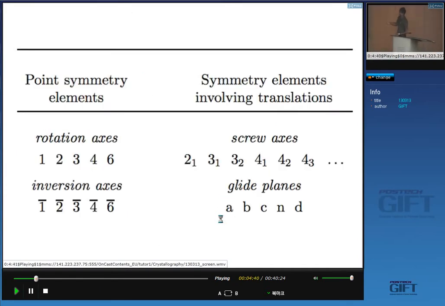Okay, so these were our point group elements. The rotation axes, the bar indicates inversion, and the screw axes and glide planes. And I'll explain what this terminology means very shortly. Well, it's not difficult. So 2 with a subscript 1 means I rotate by 180 degrees and translate by half the repeat distance along that axis. Okay, that means rotate by 120 degrees and translate by half. This means I rotate by 180 degrees and translate by two-thirds. Okay, so 2 divided by 3, and so on.